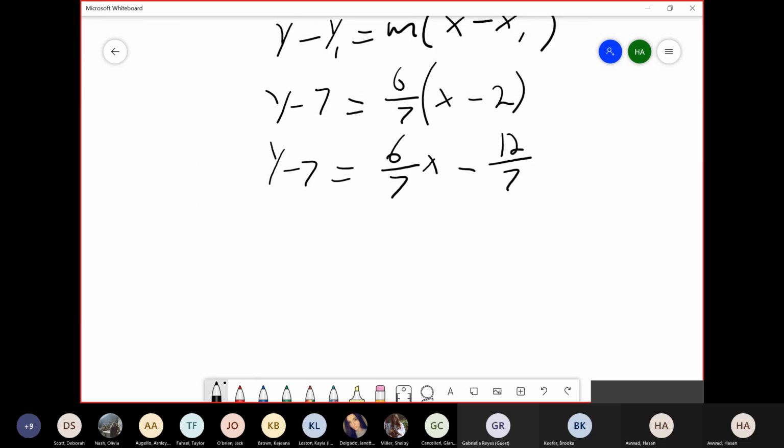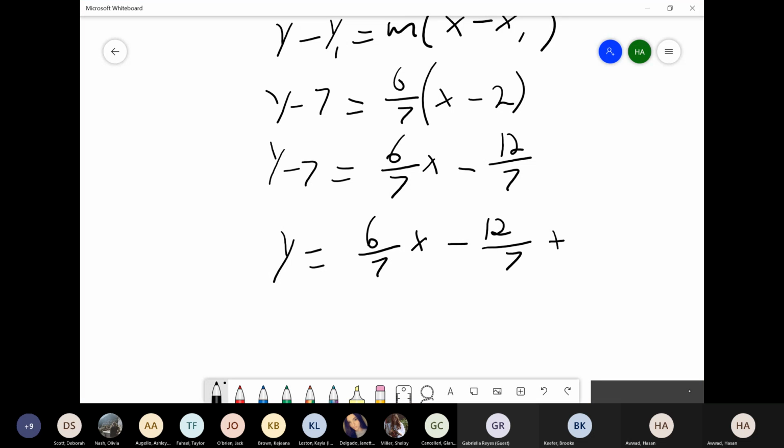So solving for y, just to quickly finish this up, we add 7 to both sides. So we get y is equal to 6/7 x minus 12/7 plus 7. Well, I see I have a fraction plus an integer, so that means that I want to change my integer in the form of a fraction. So how do I get 7 to be in terms of sevenths? I multiply top and bottom by 7 over 7, right? Again, that's multiplying by 1. So that means I'm going to have 49 over 7, because 49 over 7, again, just simplifies down to be just a 7.